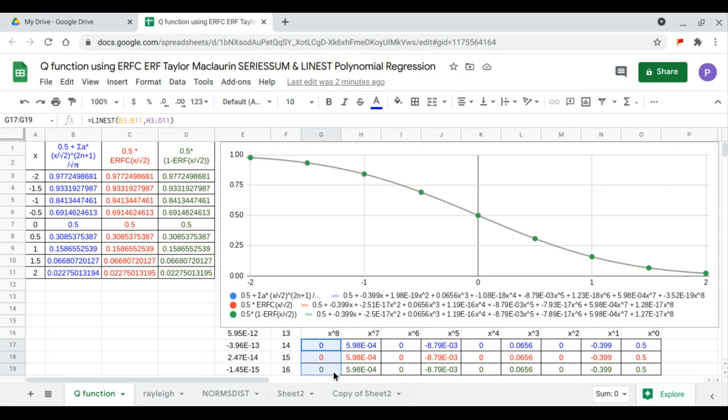X to the 8th is 0. 3.52 times 10 to the minus 19, that's very small. It's 0. 1.28 times 10 to the minus 17, 1.27 times 10 to the minus 17. These are already 0. So this completes the use of error function, complementary error function, Taylor-Maclaurin series sum, and LINEST polynomial regression to generate the Q function dataset, trendline, and trendline polynomial.